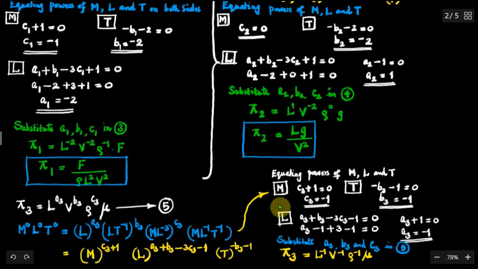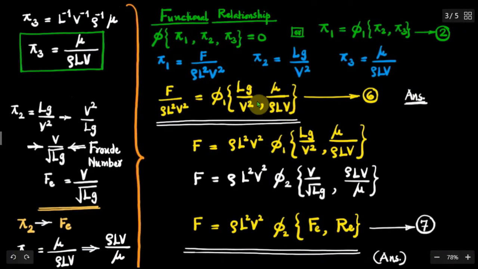While equating the powers of M, you will get C3 is equal to minus 1. Equating the powers of T will lead you to the value of B3 as minus 1. And then equating powers of L, you will get the value of A3 as minus 1. Now you insert the indices A3, B3 and C3 in the third pi term. That is pi 3 is equal to L raised to minus 1, V raised to minus 1, rho raised to minus 1 into mu. So what do you get? The variables with negative indices can be brought down to the denominator. You will get pi 3 is equal to mu divided by rho LV.